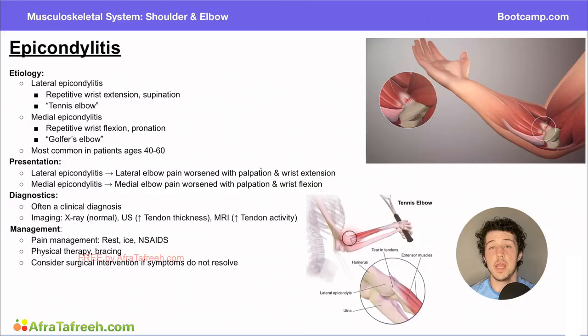Even though the name may be suggesting that it is the epicondyle of the humerus that's involved, it's actually going to be the muscles and tendons attached to the epicondyle that are inflamed or swollen or overused that lead to the presentation of these patients.